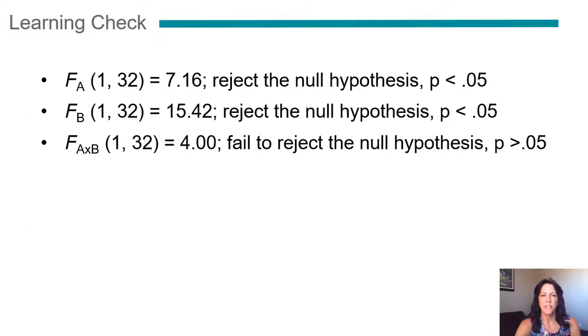So this is just some help in how you make a decision when you are using your F table for factor A, factor B, and the interaction. In the next video, we're going to walk through all the steps of hypothesis testing. I'll see you there.